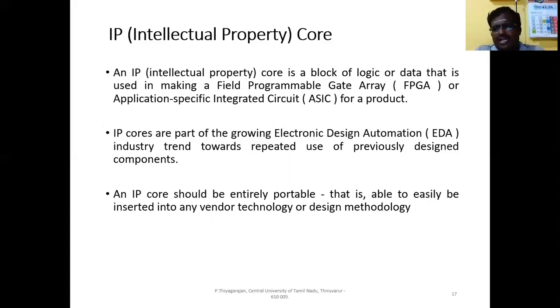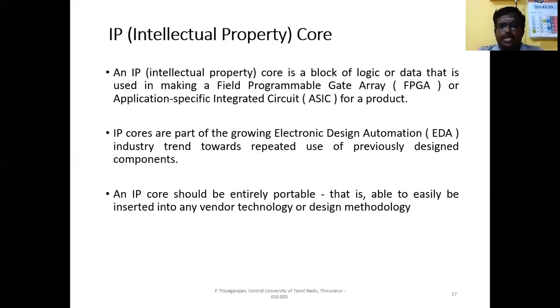If you look for the definition of the IP core, an intellectual property core is a block of logic. It's a hub of logic or the data that is used for us to make an FPGA, which is a field programmable gate array, or an application specific integrated circuit for a product. You can say it's a hub of logic which lets us program the microcontroller. In other words, it is a hub of logic that is used in making FPGA and ASIC for any product.